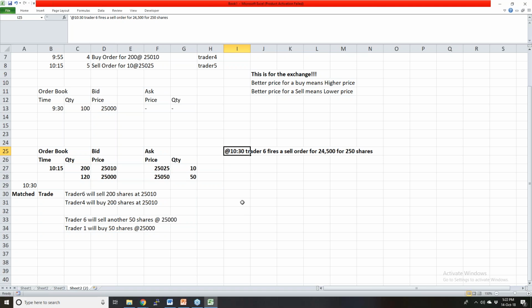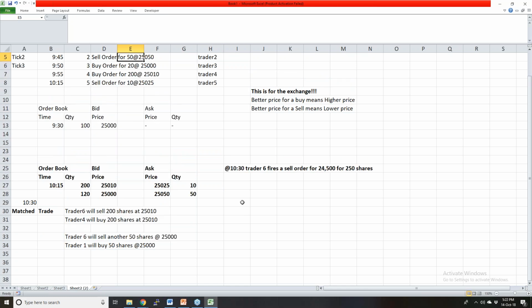So that's what I've been trying to explain. Why did trader 6 get a better price than trader 4? Because trader 6's order initiated a trade. When trader 4 fired an order and it hit the exchange, a trade did not happen. So whenever you fire an order from which a trade would get initiated, you will get the best price. This is how matching engines work.